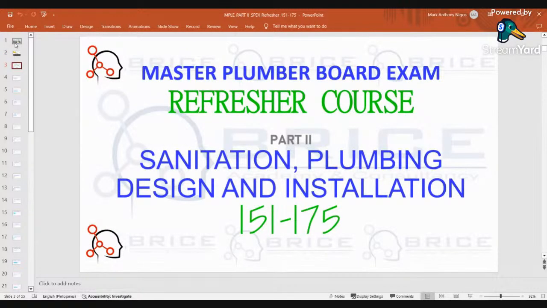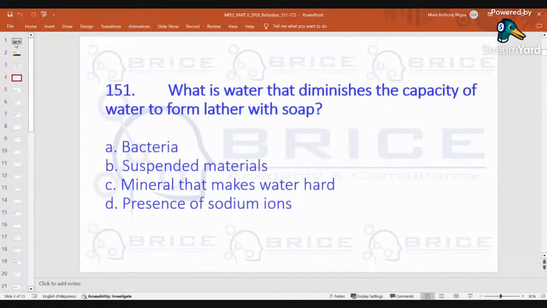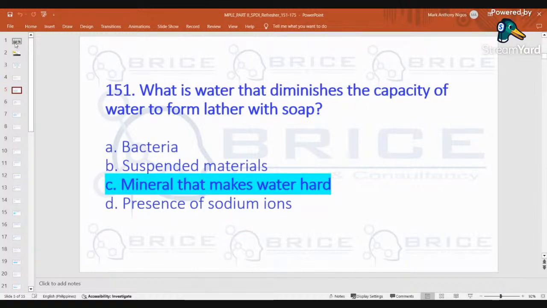Tuloy natin, 151. What is the water that diminishes the capacity of water to form lather with soap? A. Bacteria. B. Suspended materials. C. Mineral that makes water hard. And D. Presence of sodium ions. The answer is C. Mineral that makes water hard.